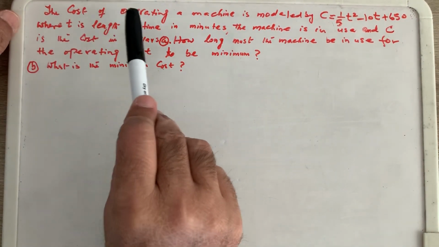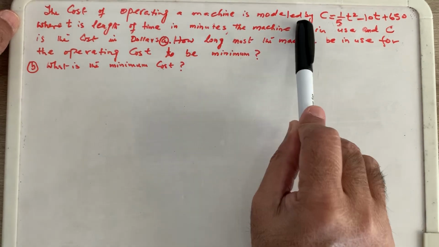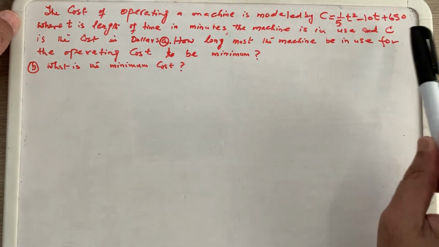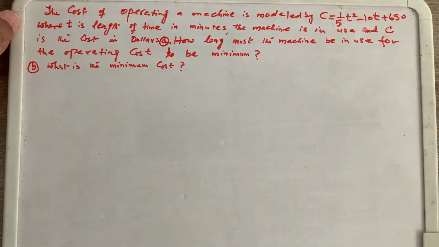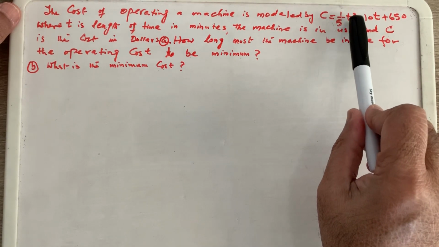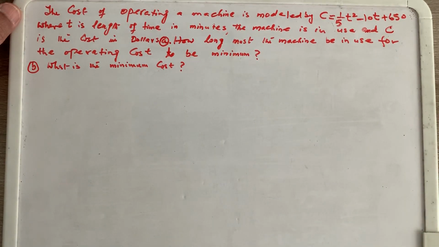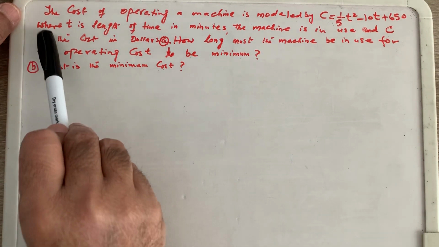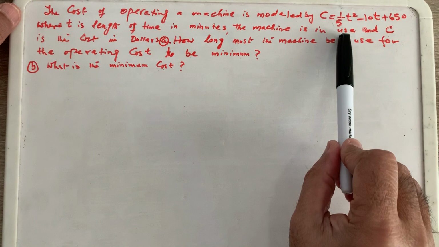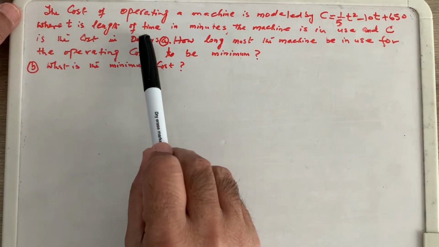The cost of operating a machine is modeled by this equation: C equals 1 over 5 t squared minus 10t plus 650, where C is the cost in dollars and t is the time, how long we can run the machine, in minutes. Where t is the length of time in minutes the machine is in use, and C is the cost in dollars.